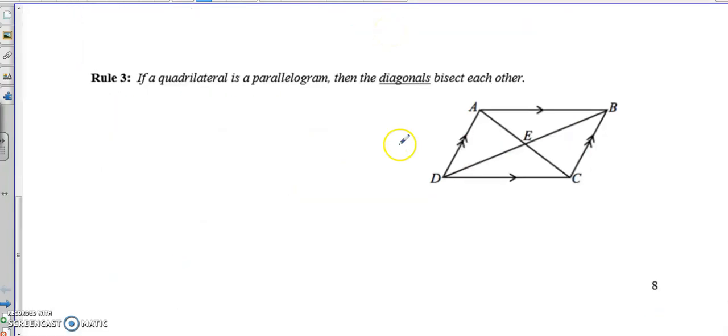So next rule that we can prove using this parallelogram stuff. We can also prove that the diagonals bisect each other. Remember that word bisect, it means they cut in half. So we're going to be able to prove that the diagonals cut each other in half like that. And we're going to use a lot of the same rules as we did above.